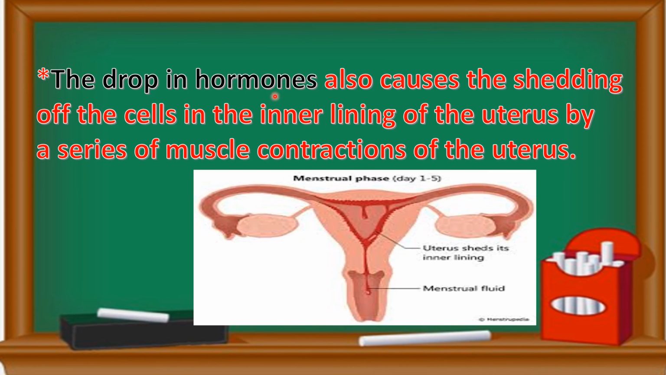So the drop in these hormones, so what are these hormones again? Your LH and your FSH, which is your luteinizing hormone and your follicle stimulating hormone, will also cause the shedding of your cells in the inner lining of the uterus by a series of muscle contractions of the uterus. As you can see here, there is a shedding of the lining of the uterus, or what you call your endometrium lining. So there will be shedding. That's why there's a blood flow, as what you call your menstruation.